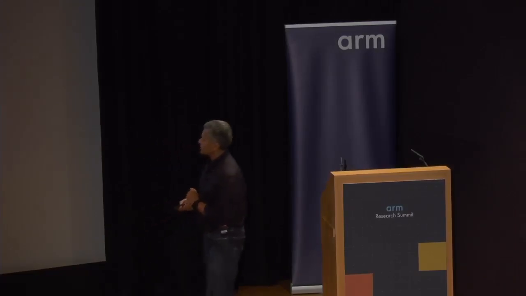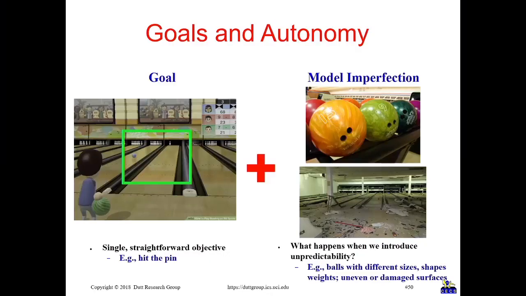But the problem is that you may have a lot of variances in your model. Maybe the sizes of the balls are different. The person who's bowling may have a different amount of energy. Maybe the surface is variable, et cetera. So because of model imperfections, the strategy that you use for your goal may go off track.